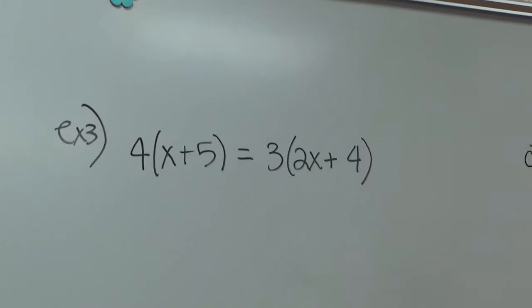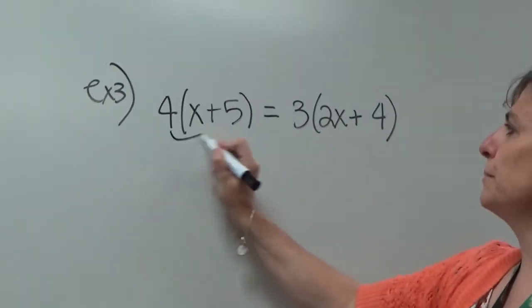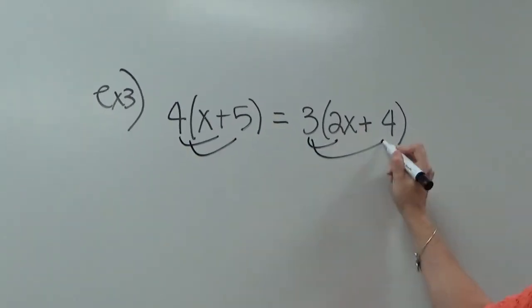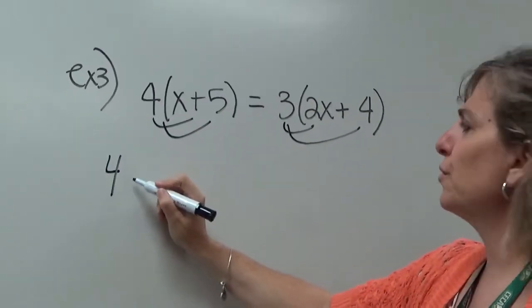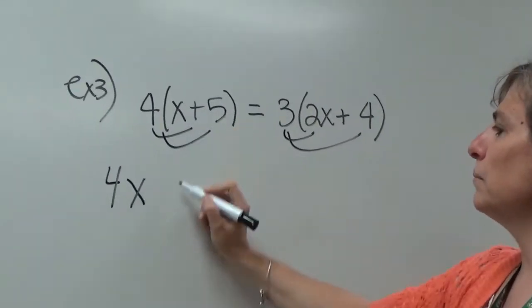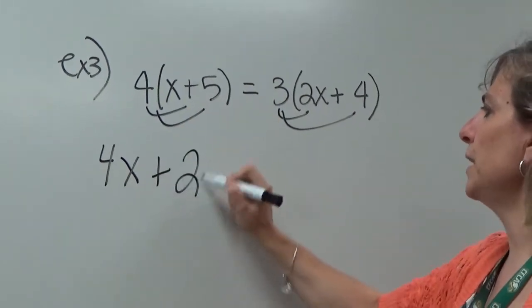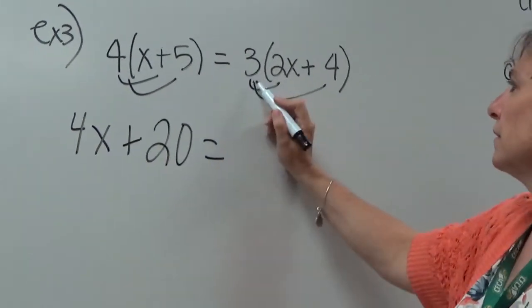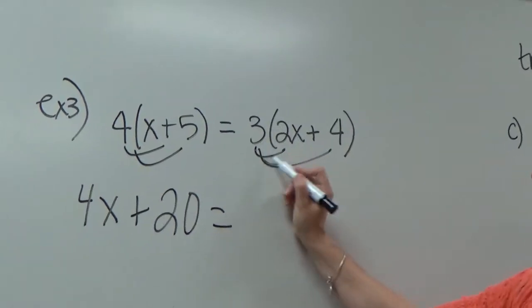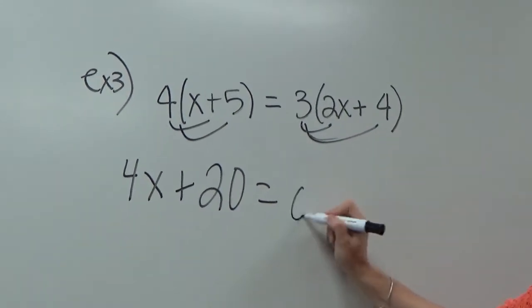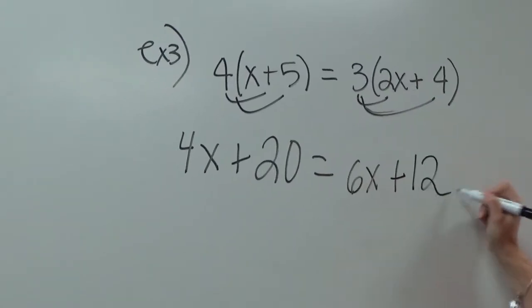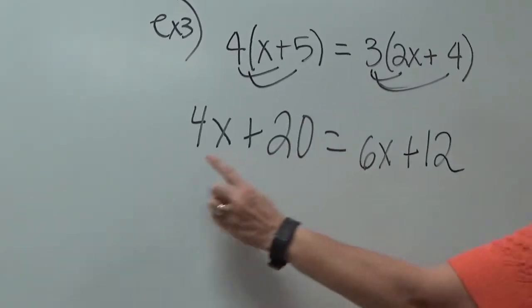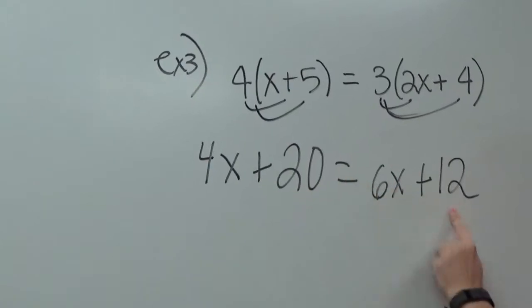Okay, this is example 3. You're going to distribute on both sides. Okay, we're getting a little harder. 4 times x is 4x. Why are all these 4s? I don't know. Plus 4 times 5 is 20 equals, now I have to distribute the 3. 3 times 2x is 6x plus 3 times 4 is 12.